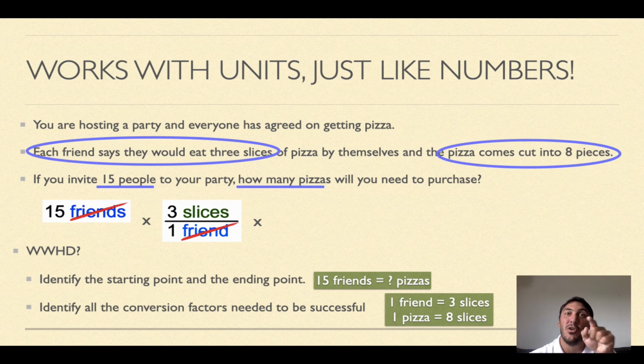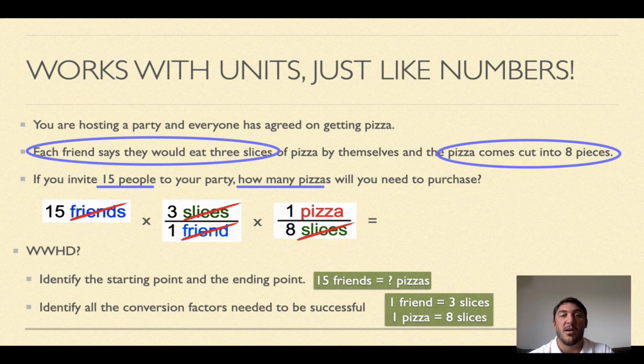So how am I going to get rid of slices? Well, slices is in the numerator, so I need the next conversion factor to have slices in the denominator. So I want 8 slices for every 1 pizza. Now slices cancel because it appears in the numerator and the denominator. Now all I have to do is multiply across the top and divide across the bottom. 15 times 3 divided by 8. I ignored the ones because multiplying and dividing by 1 doesn't change the number. So 15 times 3, 45 divided by 8 gives me 5.625 pizzas.